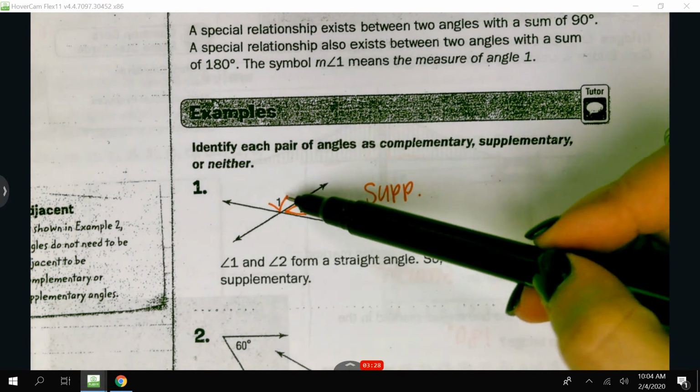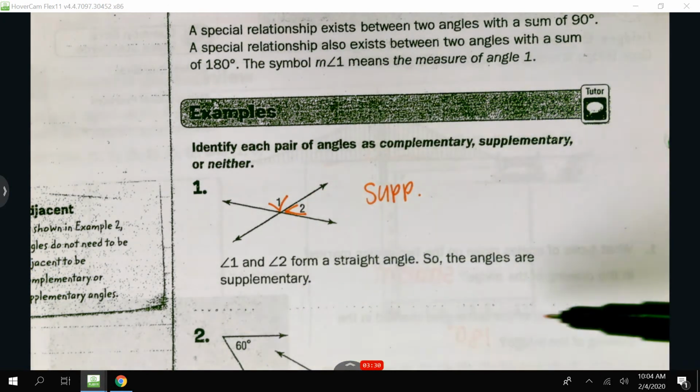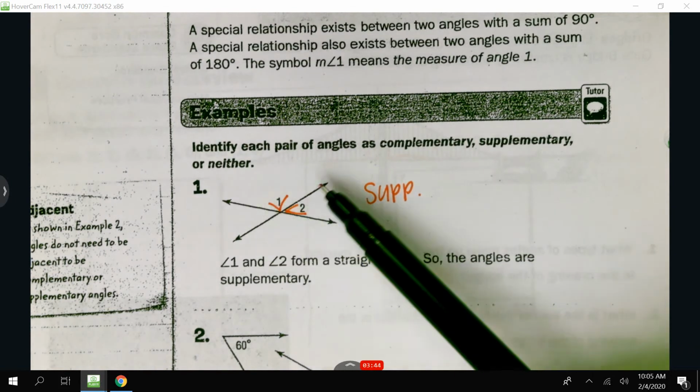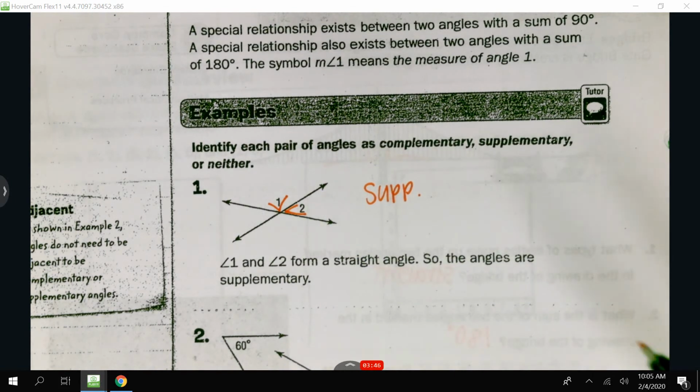Naya, do you see any angle that's going up and straight down? Then it's not 90 degrees. 90 degrees is very simple to see. Like a corner of a square. Corner of the room. You got it. Angle 1 and angle 2 are formed together to make a supplementary angle.